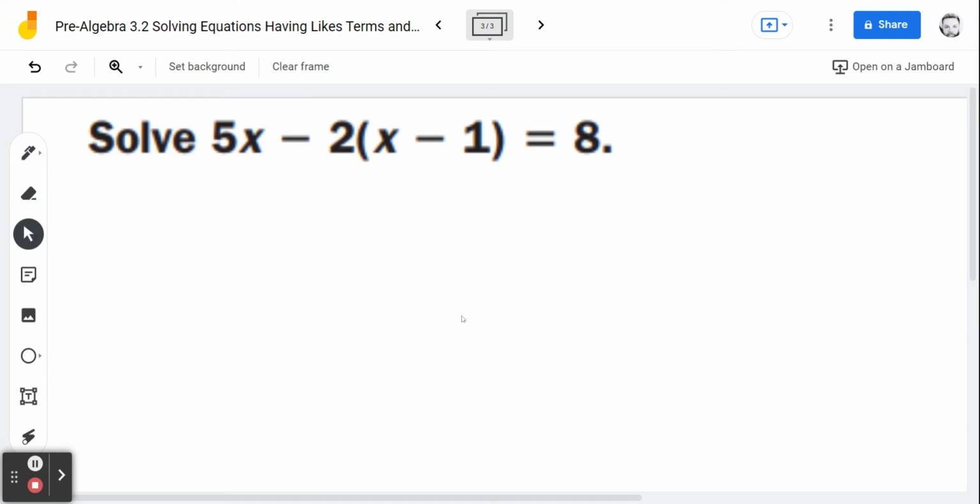All right. Now this one, it's a combination of everything we've learned up until this point. First thing I need to do is I'm going to take this -2 and distribute it through the parentheses. So what's -2 times x? -2x, right? You can't forget that negative sign. What's -2 times -1?